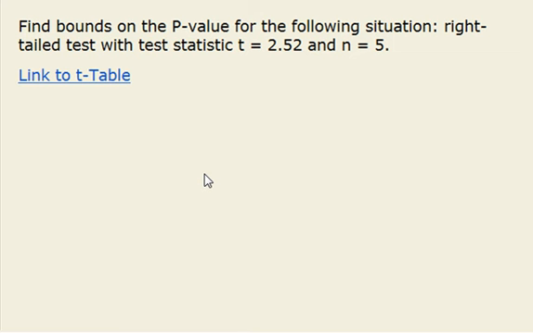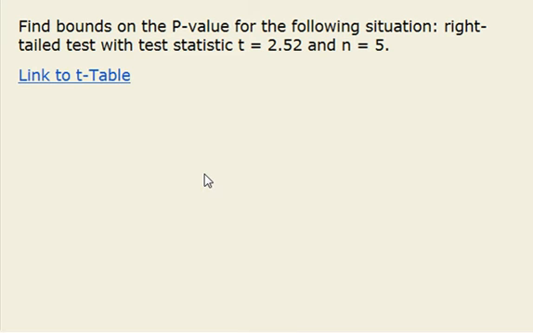We want to use the t-table to find bounds on the p-value for a situation where we were doing a right-tailed test. This would be for the population mean, with the test statistic found to be 2.52 and our sample size is n equal to 5. If you click on the link to the t-table, it should take you to the table.